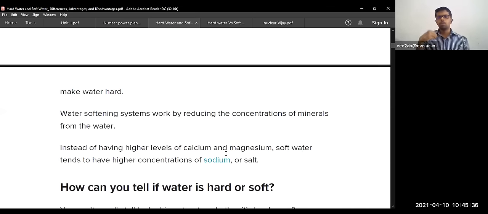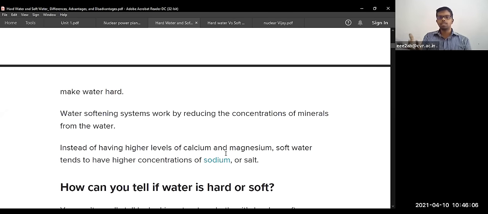If you drink pure water, that is without any minerals, directly H2O, without any mineral concentration, that will cause some damage to your stomach, intestine. That is why we take water with some minerals, like mineral water. If you go to nearby shops, you buy mineral water.